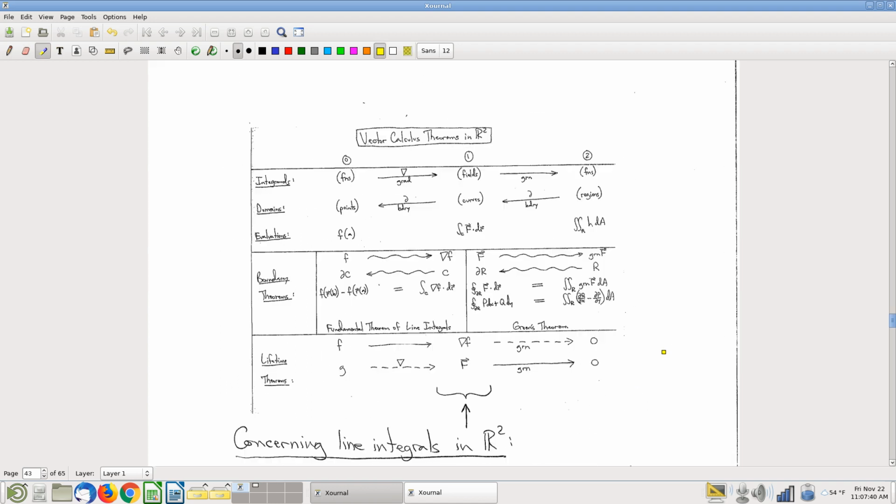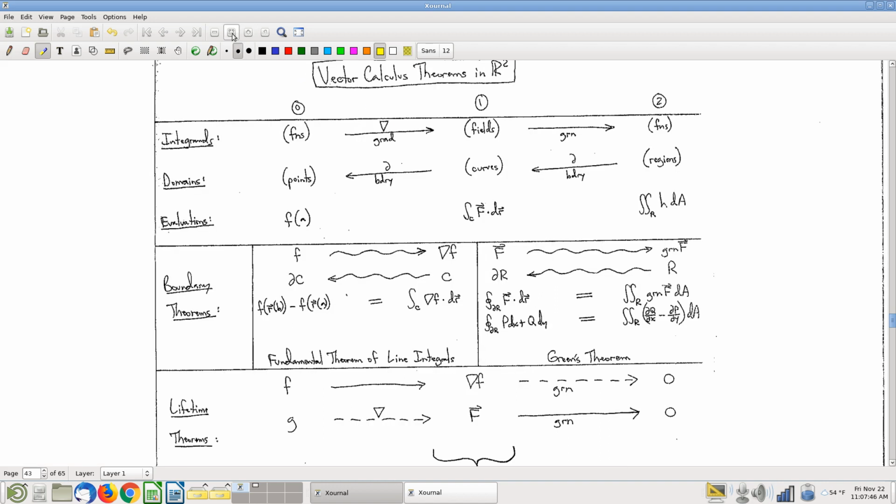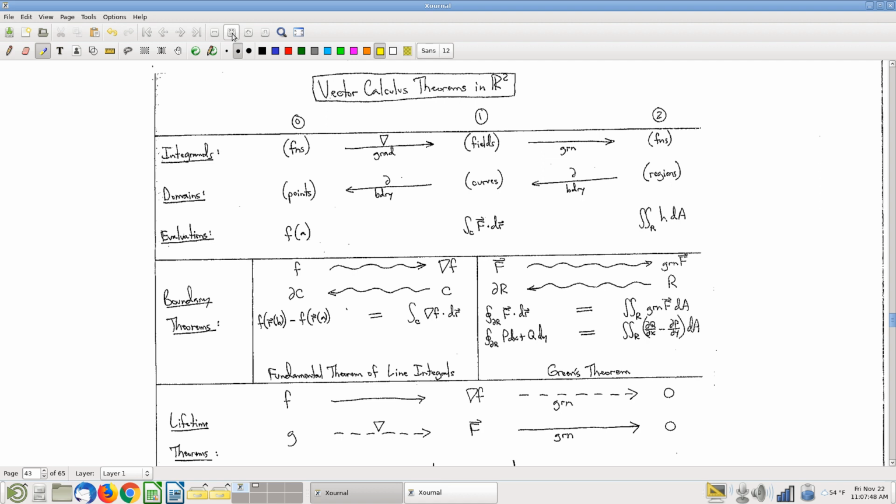Okay. Another pattern I want to point out. We've already done some of this, but let me do a little bit more. There are special vector fields that I want to talk about in R2. Special vector fields go by many names. On the one hand, they are gradients. In other words, they're vector fields for which you can use the fundamental theorem of line integrals, if you like.